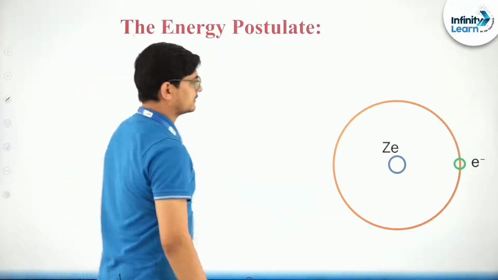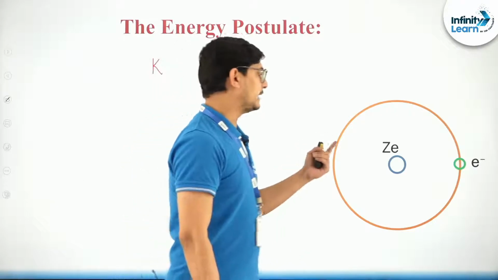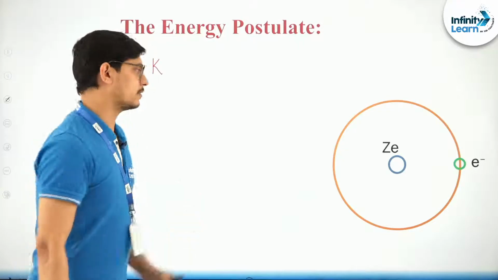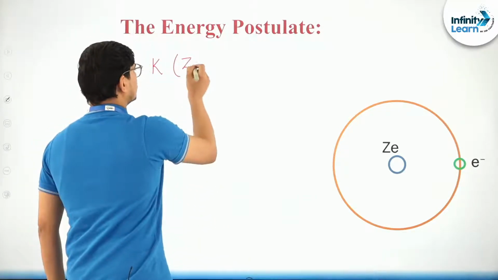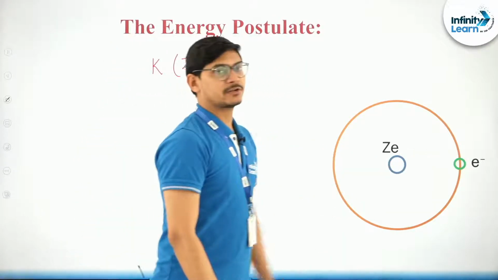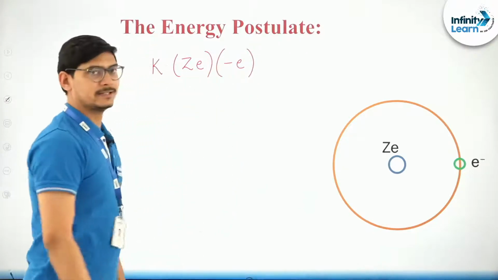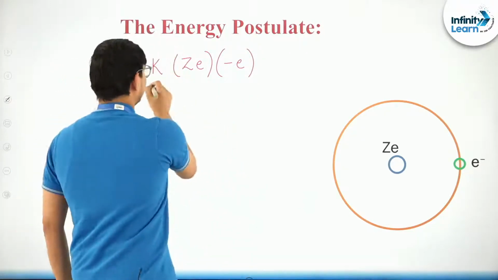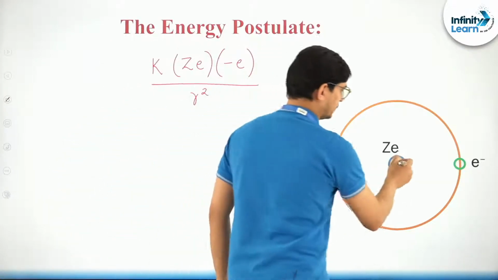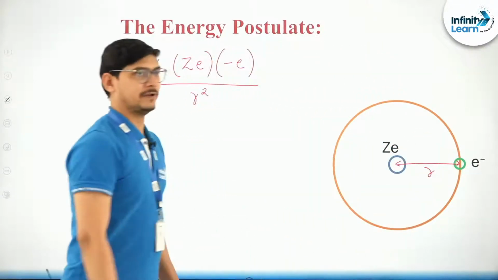Then the product of the charges. One charge is the nucleus. If Z is the atomic number of the atom, and you know that the magnitude of charge on a proton is equal to the magnitude of charge on the electron, then the total charge on the nucleus is Ze. The charge on the electron is -e. Let us put it along with the sign, divided by the square of the distance. Which distance? From the center of the nucleus till the electron. So this is the radius of nth stationary state.